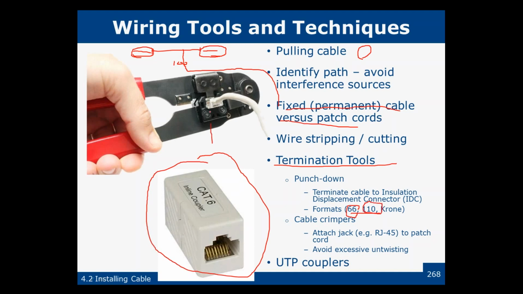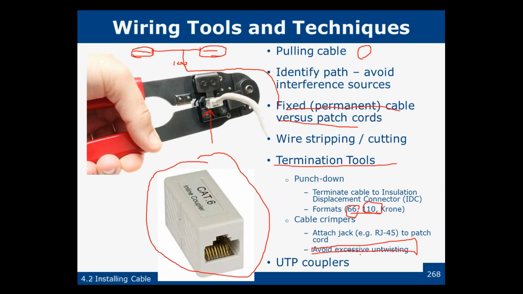Cable crimpers is what this thing is here. Attach the jack, the RJ45, to the patch cord. One of the things when you start untwisting these things is to avoid excessive untwisting, because if you untwist too much cable, one, you can make an ugly cable, and two, probably not a proper cable, we're going to get crosstalk.